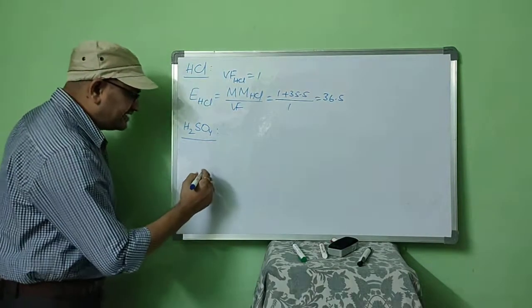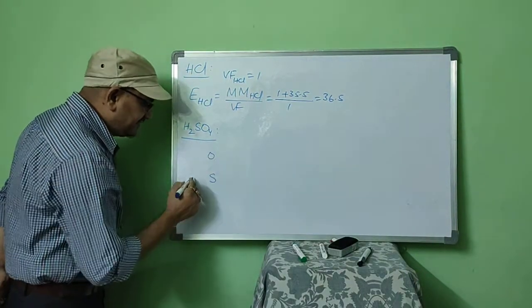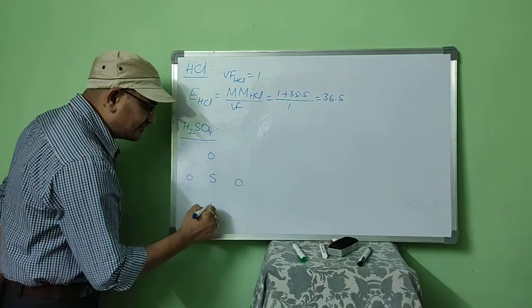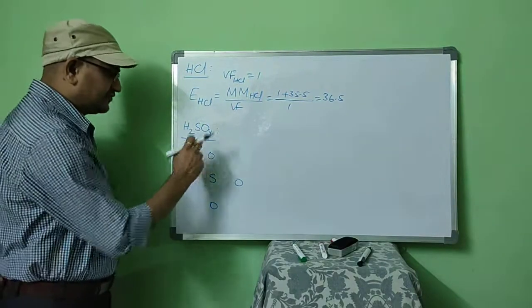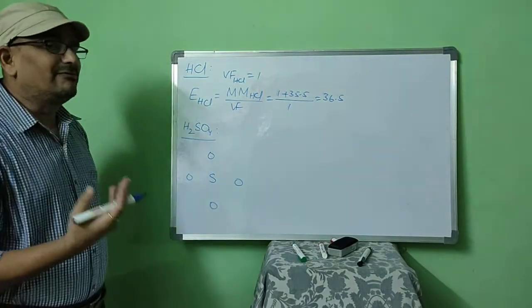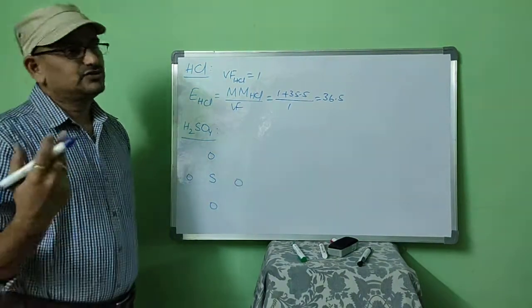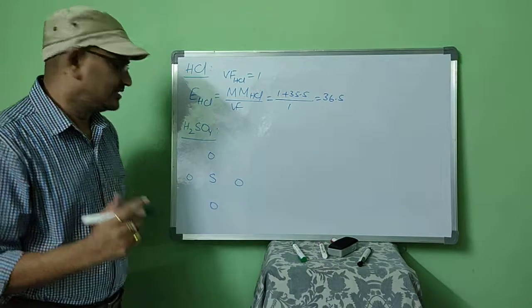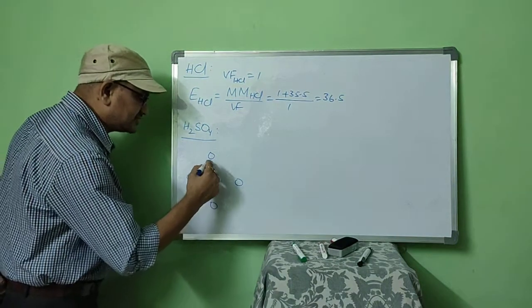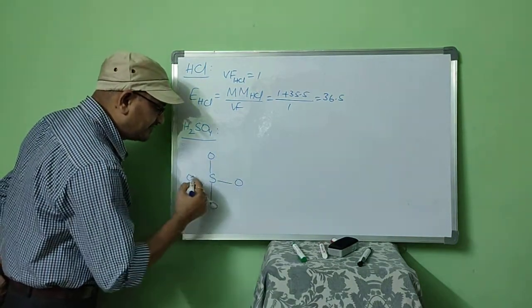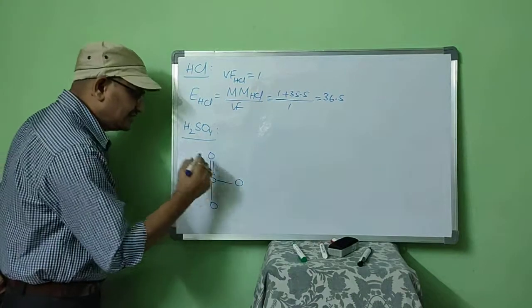So the structure of sulfuric acid can be simply given as, see, sulfur is surrounded by 4 oxygens, H2SO4. You know that sulfur can form maximum how many bonds? How many valence electrons does it have? 6. So those many maximum number of bonds it can form. So sulfur can form maximum 6 bonds. Let us take 1, 2, 3, 4, 5 and 6.